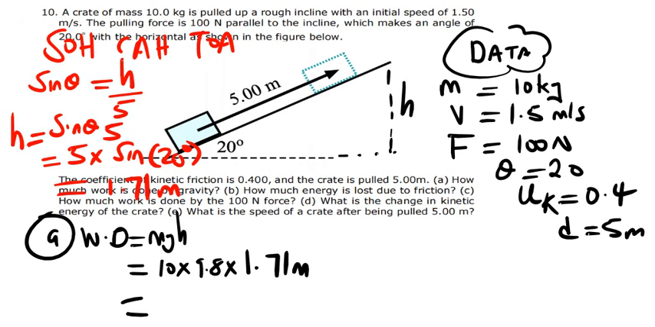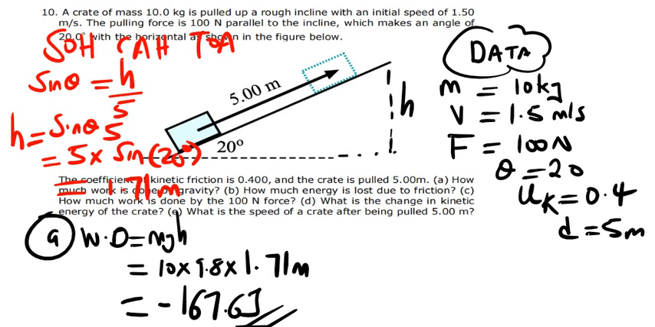Now what am I going to have? I already have 1.71 meters on my calculator, so I'm going to multiply that by 10. Then I multiply again by 9.8. So I'm getting negative 167.6 joules. So this is how much work is done against gravity. That will be the work done by the gravity, because you are forcing it to go up.